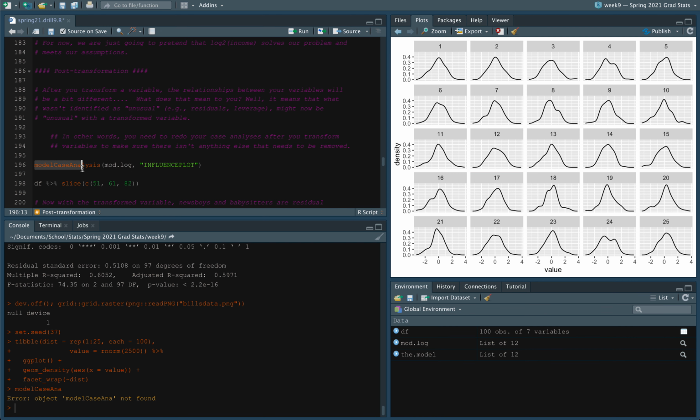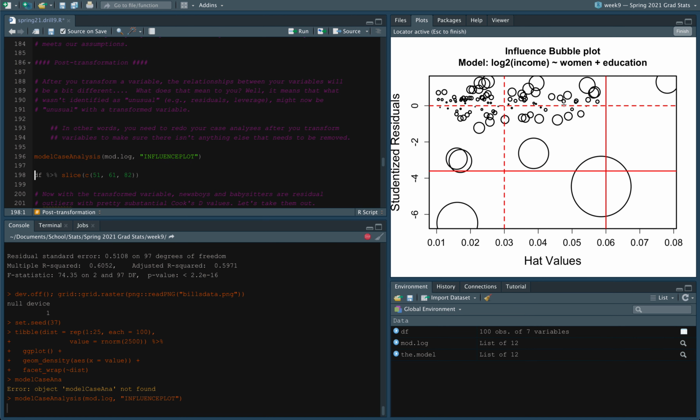And so if we redo our case analyses, in this case, I'm just going to do the influence plot so that we can get all of it all at once. Again, as a reminder, our residuals are here on the Y, our leverage or hat values are on the X, and the circles are scaled by Cook's D.